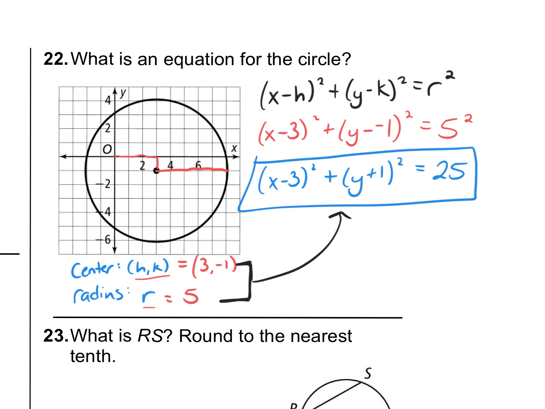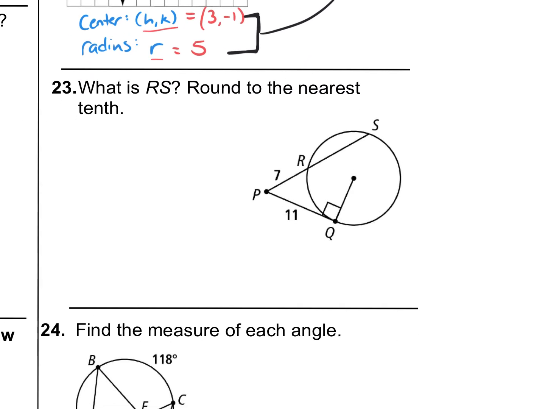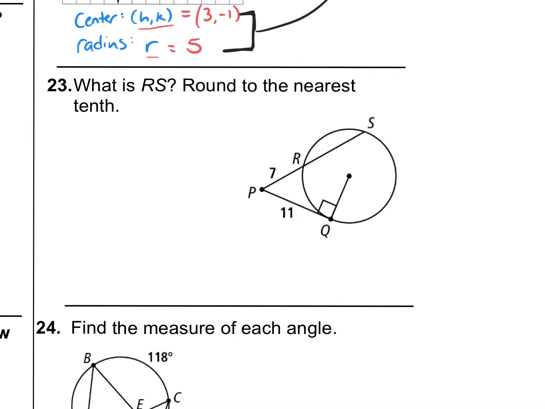All right, on number 23, it talks about finding a missing side length of a specific segment. So we're looking for that RS there. What kind of lines do we have? We have a tangent, which is this one. I agree with you, this is a chord, but the whole thing, I heard someone say it, is a secant.